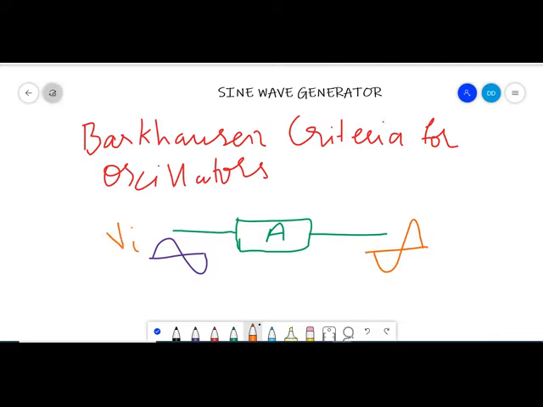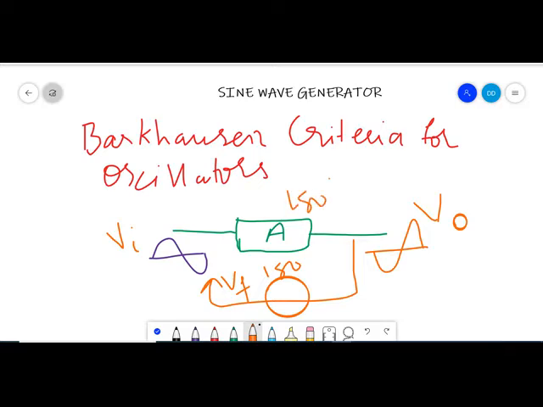So whatever feedback we are taking from V0 and giving back to Vi, Vf should be the same as Vi. That means our feedback network should again give a 180 degree phase shift. So 180 degree phase shift from the inverting amplifier and 180 degree phase shift from the feedback network. Suppose we consider an inverting amplifier. This is the feedback network and our feedback is given back here.